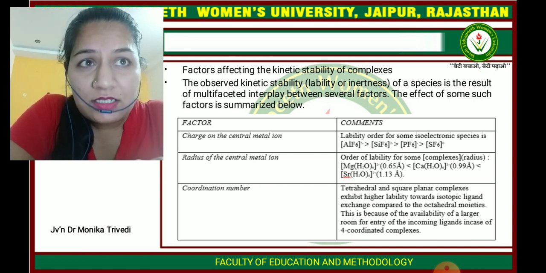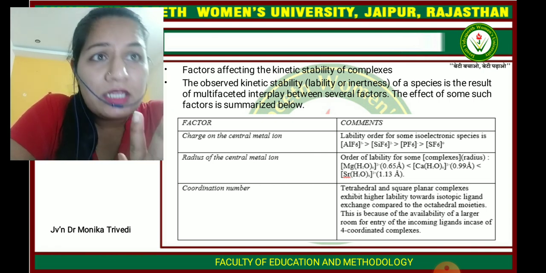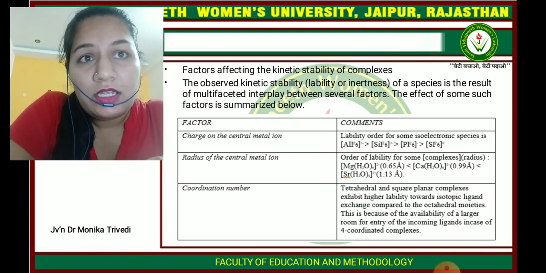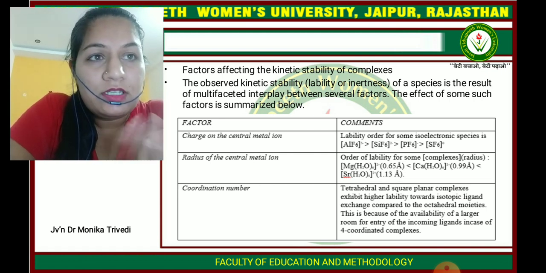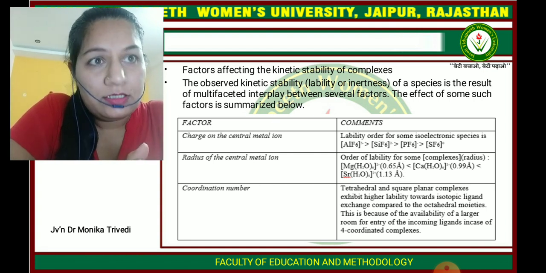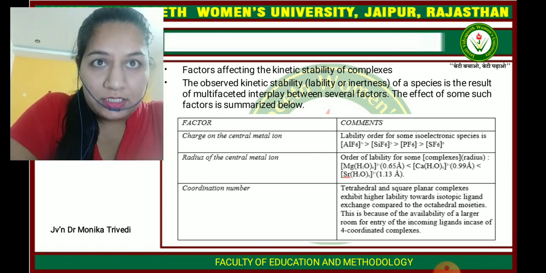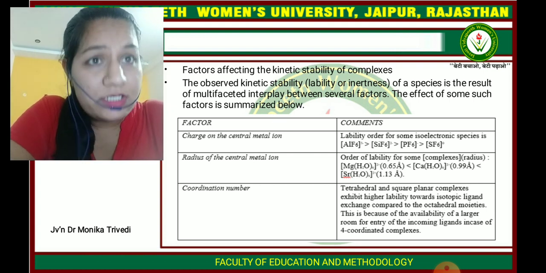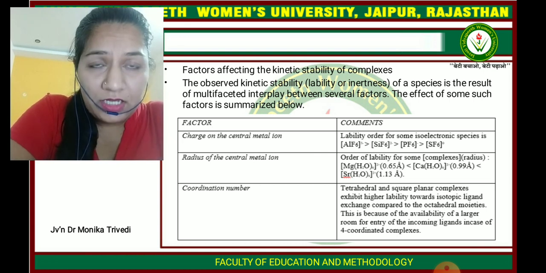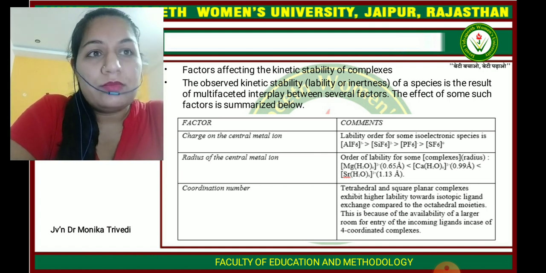The observation of kinetic stability is the result of several factors that affect the stability of the reaction, like the charge on the central metal ion. If you see the example, as the charge on the complexes increases, the stability decreases. If the radius of the central metal ion increases, the stability also increases. By increasing the radius of the central metal ion, the stability increases.